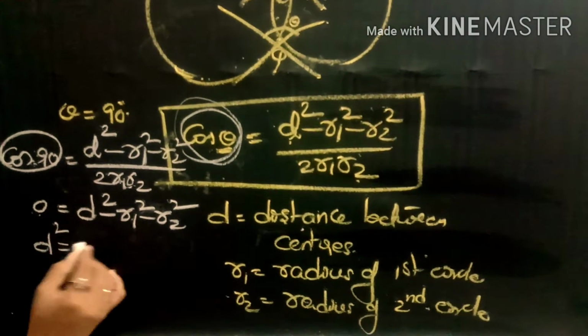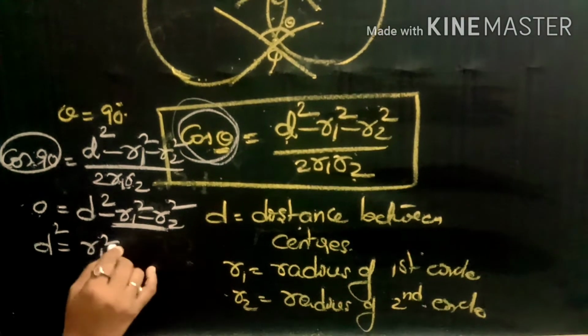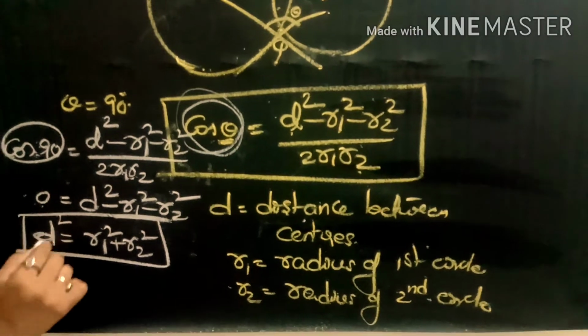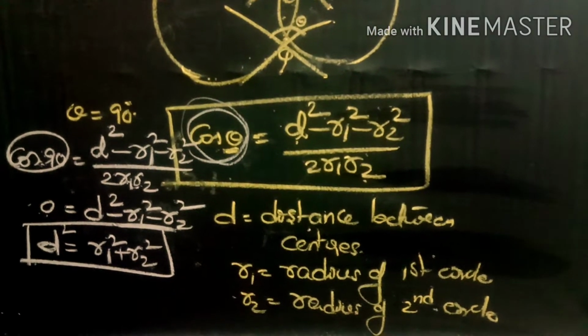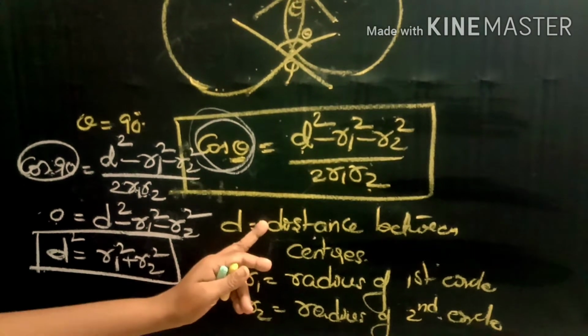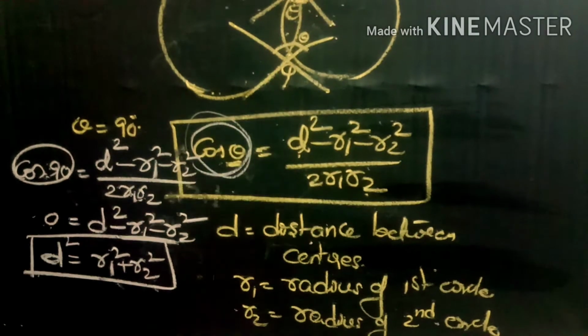That is, writing the two negative terms to the other side, d square equals r1 square plus r2 square. Now this is the condition for the orthogonality of the two circles: d square equals r1 square plus r2 square. Here d is the distance between the centers, and r1 and r2 are the radii of the two circles.